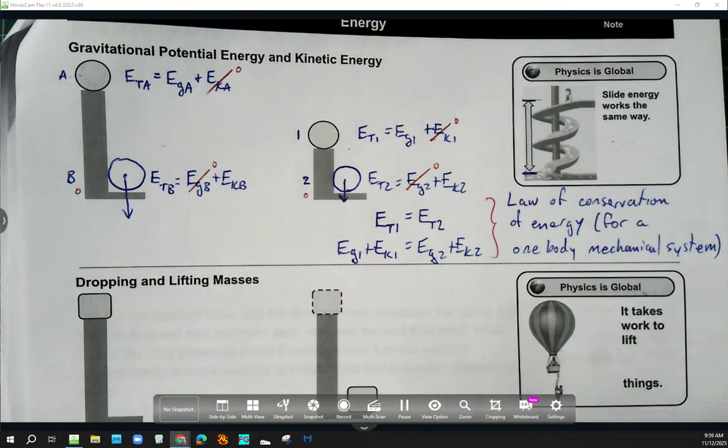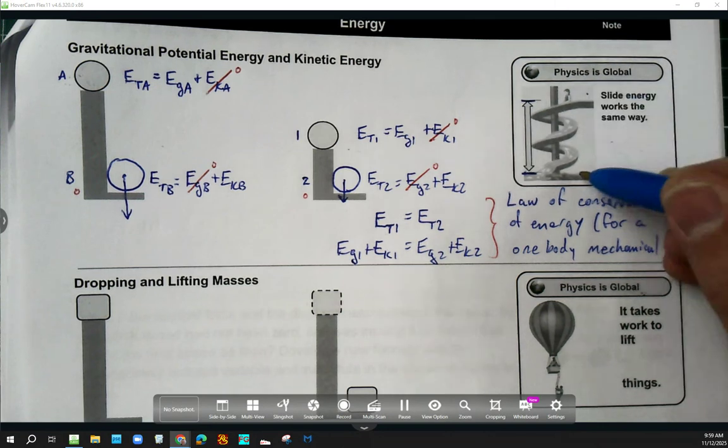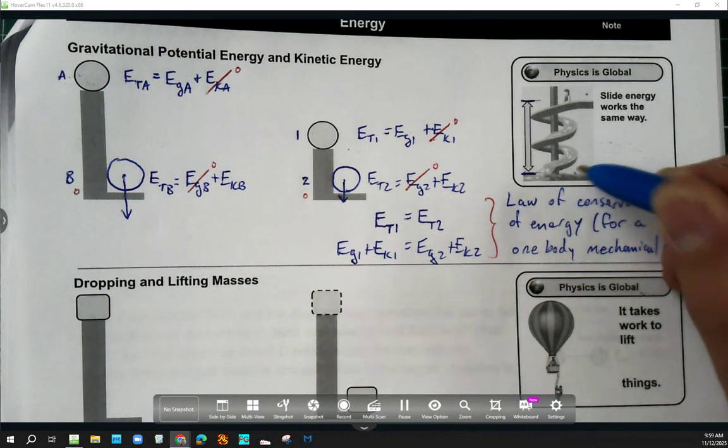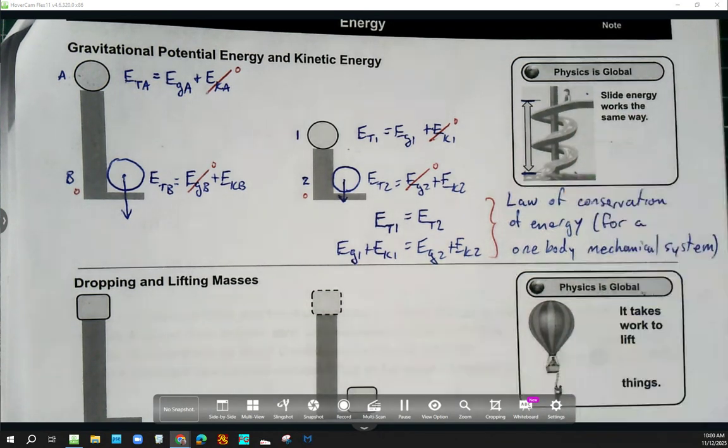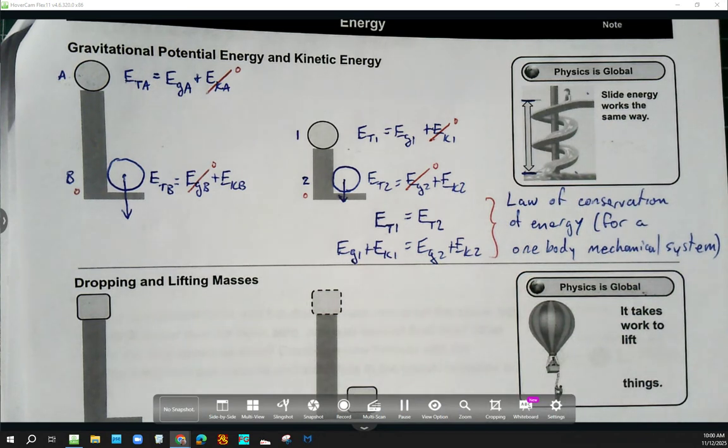They're going to have an Eg plus Ek at the top. They'll have an Eg plus Ek at the bottom. And if this was a perfectly slippery slide with no energy loss due to friction, then the total energy at the top should be equal to the total energy at the bottom. Does that make sense to everybody? Conservation of energy, right? So we've done this. We've lived it. And I think everybody in this room has been on a slide before. So this is relatable, right?